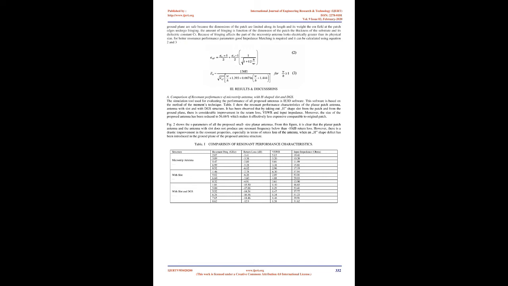2. Antenna design and structure. Fig.1. Geometrical construction of the proposed antennas. A. Microstrip antenna. B. Microstrip antenna with slot. C. Microstrip antenna with slot and DGS. D. 3D view of proposed structure.